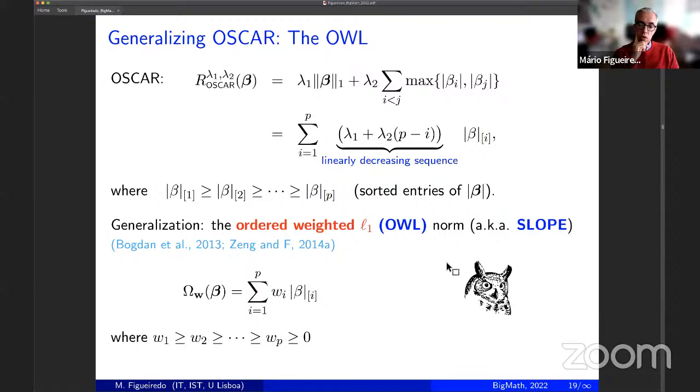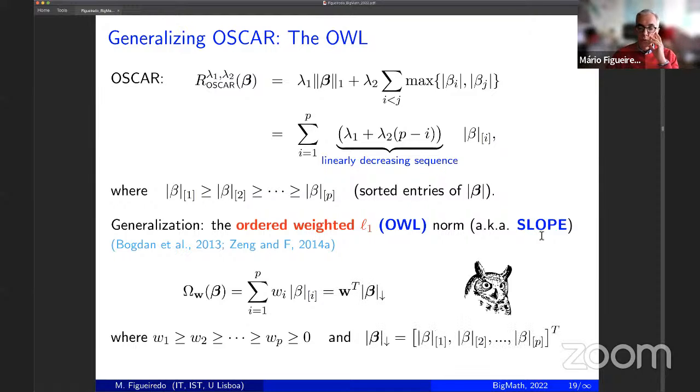And that introduced something called the OWL, ordered weighted L1. It's an L1 norm, but ordered. The arguments are ordered in decreasing order of magnitude, and they're weighted. So it's not a straight L1 norm, but a weighted L1 norm. This was actually proposed simultaneously, in a paper on arXiv in 2013 by Bogdan and other people, with a very different motivation, not for clustering variables or finding correlated variables, but for false discovery rate control. But it's the same structure.